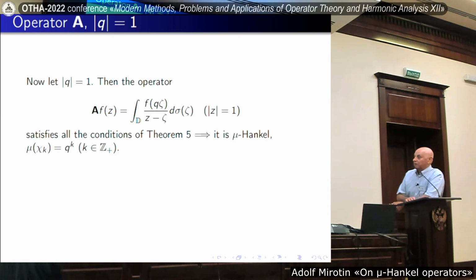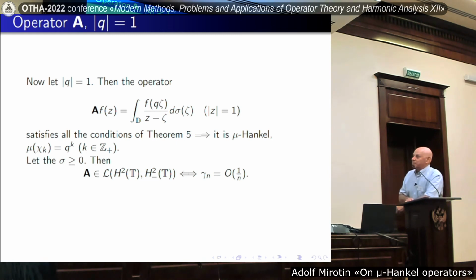In general, the definition of the operator A is consistent if the absolute value of q is strictly less than 1 or the absolute value of q equals 1. The case where the absolute value of q is greater than 1 makes no sense in this situation. And the previous formula gives us the structure of this operator if the modulus of q is strictly less than 1, and if the modulus of q equals 1, this operator also is mu-Hankel, as theorem 5 shows. And due to the theorems of Widom, Nikolski, and others, we can give the answer about the boundedness of this operator between H2 and H2 minus in terms of the measure sigma.